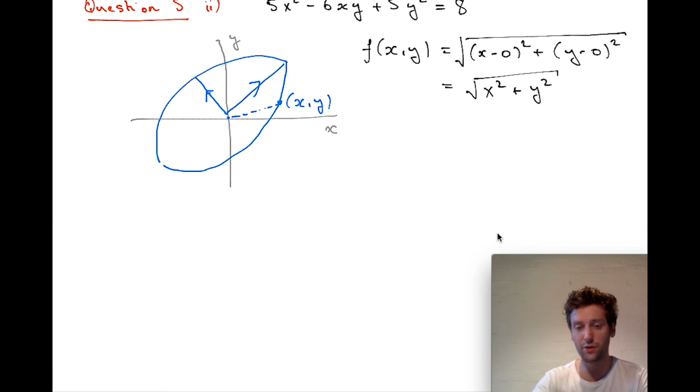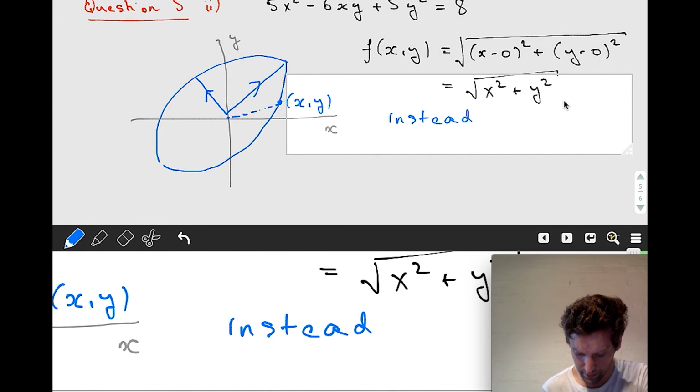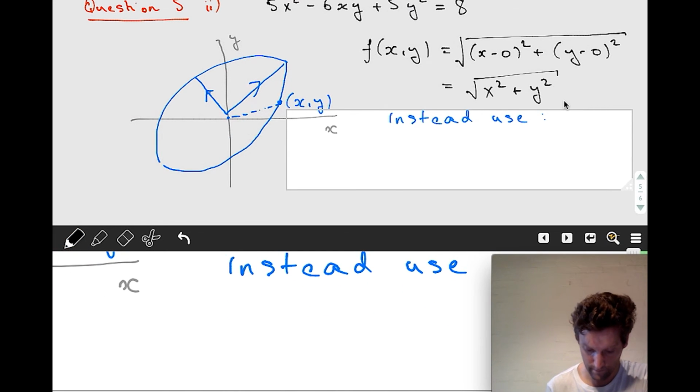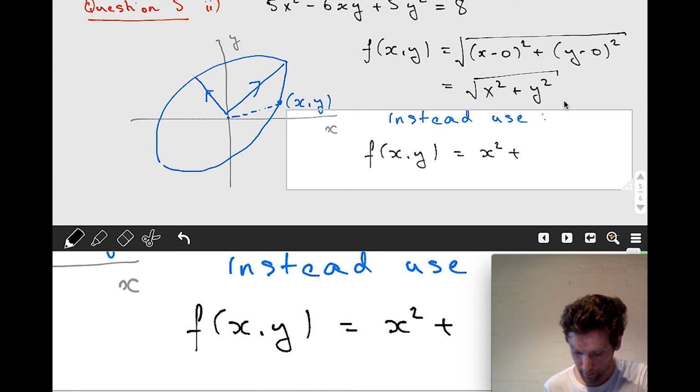Now we saw in the lectures that using the distance formula, square root of x squared plus y squared, ends up being much more complicated than it really needs to be, because we end up having to take the derivatives of square roots. So to make life easier, we're instead going to use not the distance, but the square of the distance. So f of x and y is equal to x squared plus y squared.